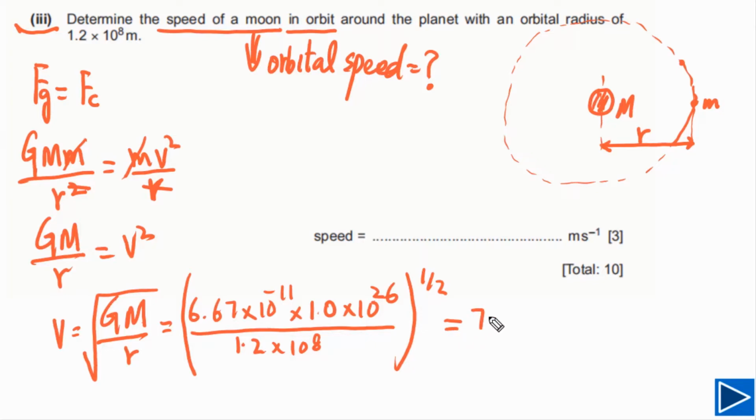The final answer will be equal to 7,500 meters per second up to 2 SF, and this is our final answer.